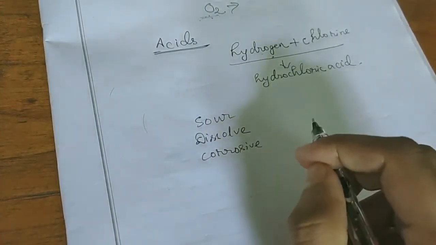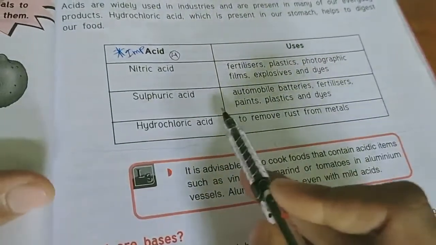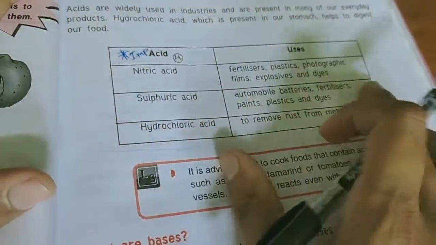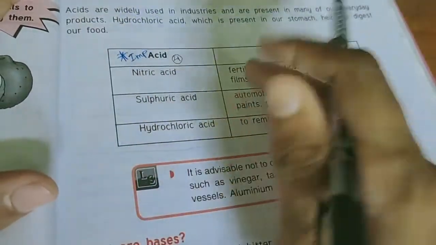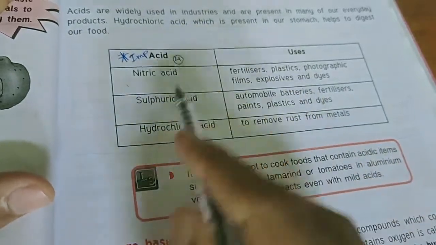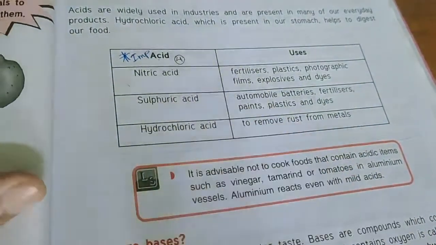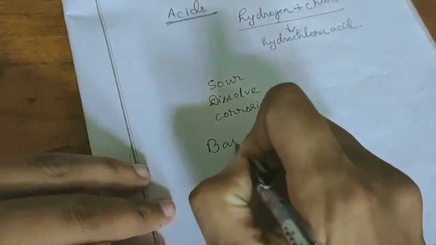Okay, now uses of acids. For that, refer to this page, and there is a list. This is also important for your examination. This table is important. Read this table and you will understand what acid is used for what purpose. Okay, now let's go to bases.